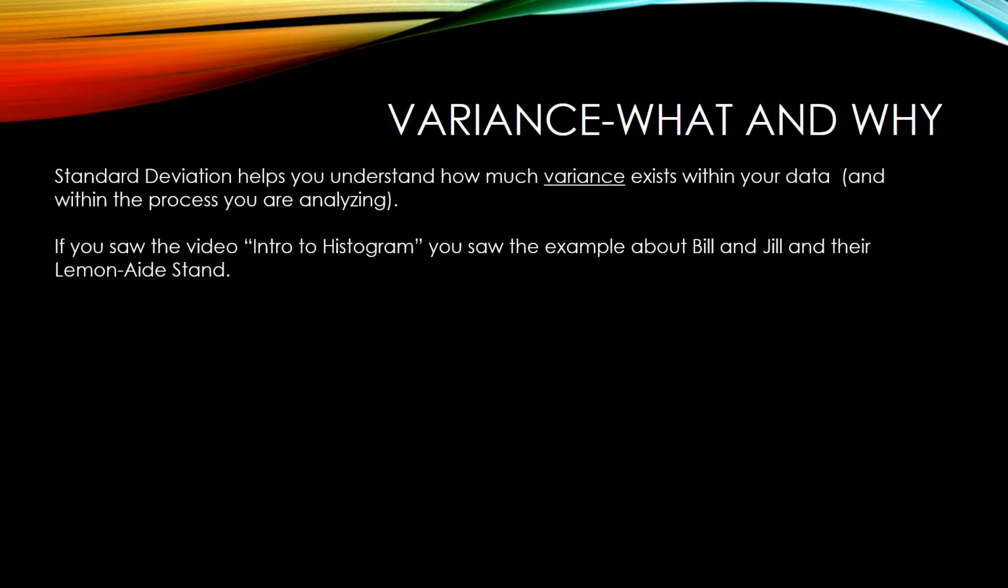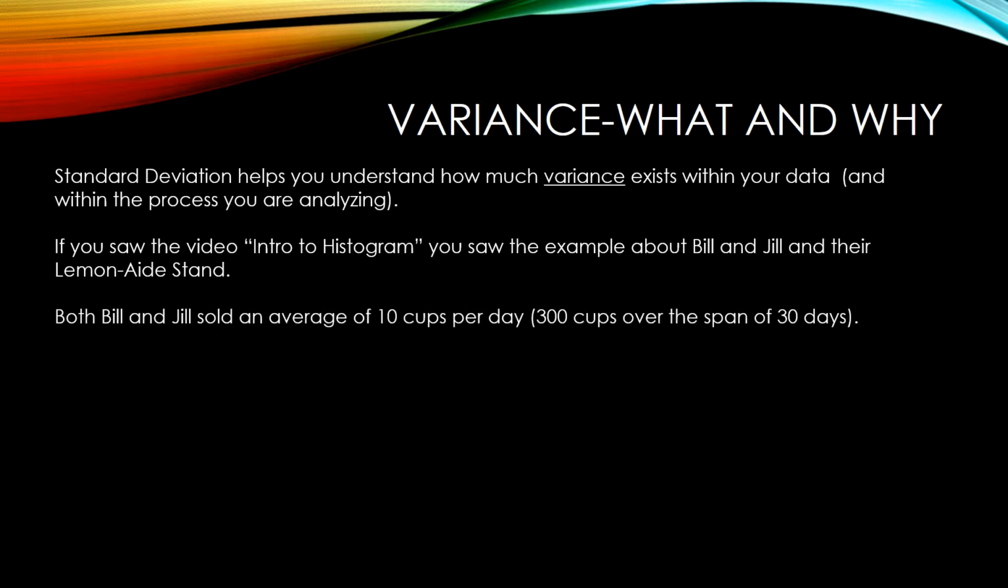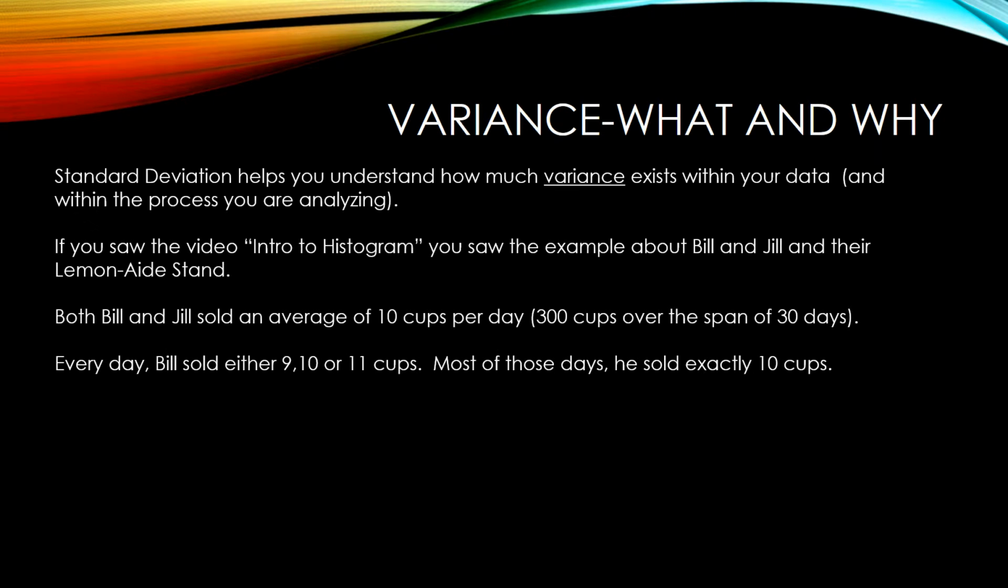If you saw the video Intro to Histogram, then you saw the example about Bill and Jill, and they had a lemonade stand. They both sold an average of 10 cups per day. It was 300 cups over a span of 30 days. So they both averaged 10 cups. Every day Bill sold either 9, 10, or 11 cups. Most days he sold exactly 10, but always either 9, 10, or 11.